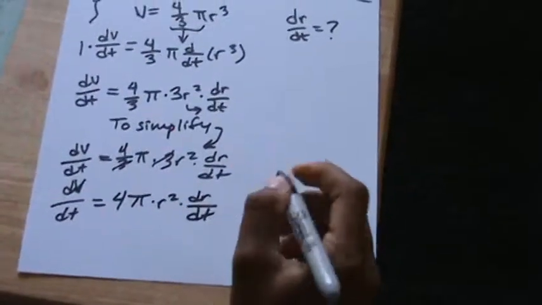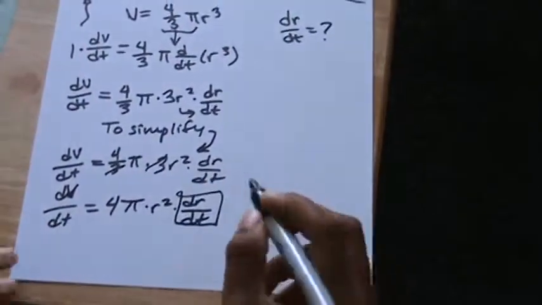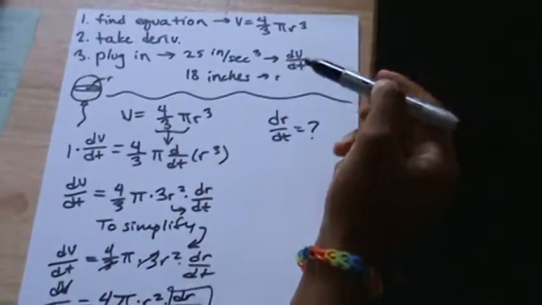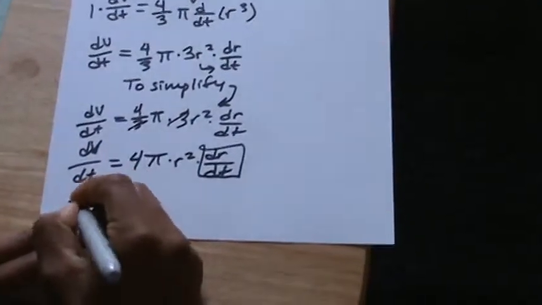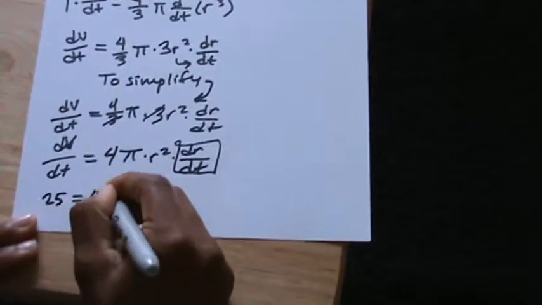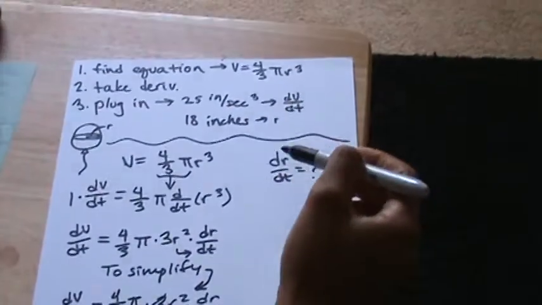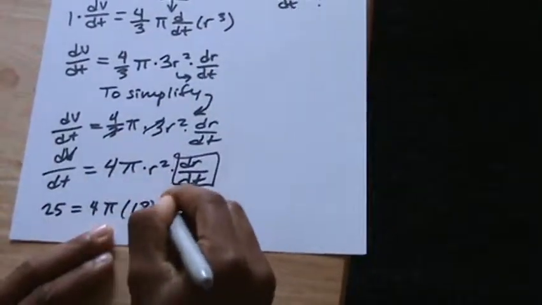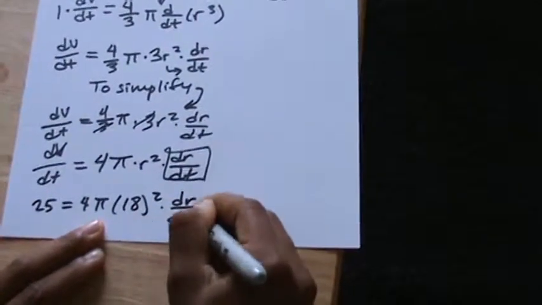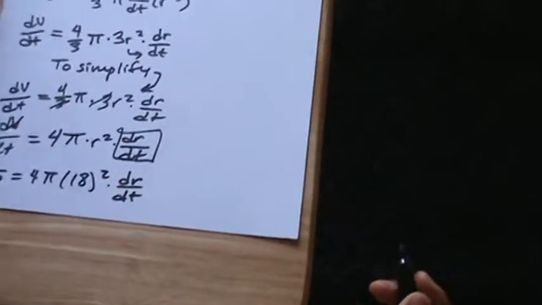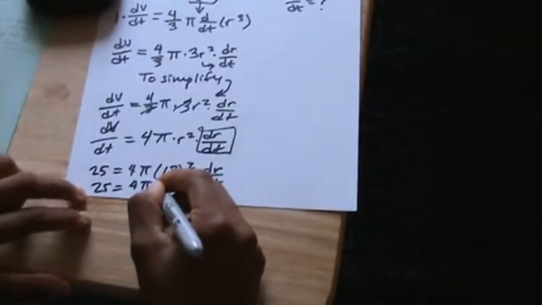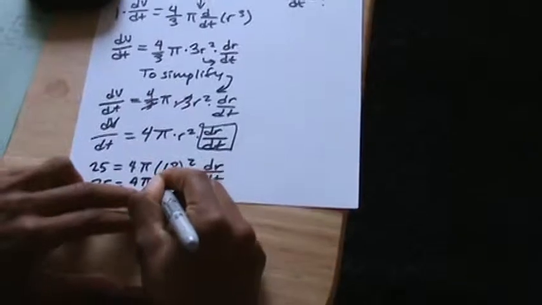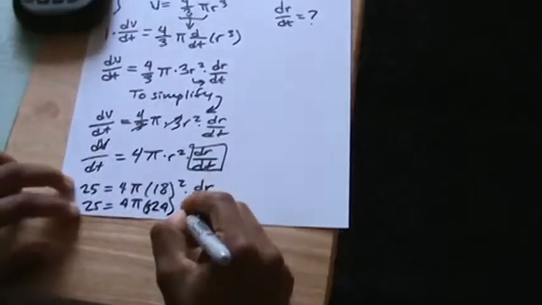So at this point, again, this is what you're looking for here. And we're going to plug in what we already have. And we decided that dV/dt was going to be 25 inches cubed per second. So that's going to be 25 equals 4 pi times the radius, and we're looking for when it's 18 inches, so we plug in 18 squared times dr/dt. Using a calculator, 18 squared is 324, so you have 25 equals 4 pi times 324 times dr/dt.